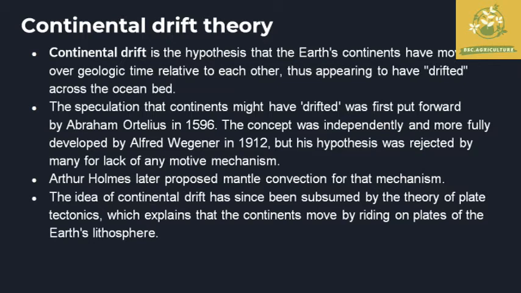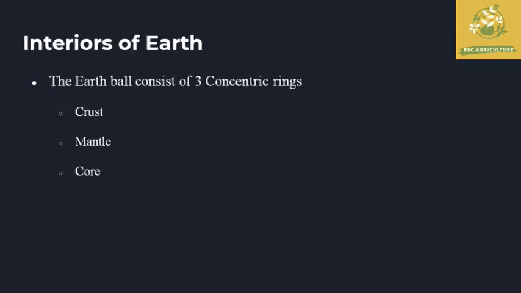After that, Arthur Holmes proposed the mantle convection mechanism. So this idea of continental drift has been subsumed by the theory of plate tectonics, which we use to explain that continents are moved by the plates of the Earth's lithosphere, which was finally made and decided in the later 1960s. So that's how the continental drift theory is said to be made. After that, we are going to see about the interiors of Earth.